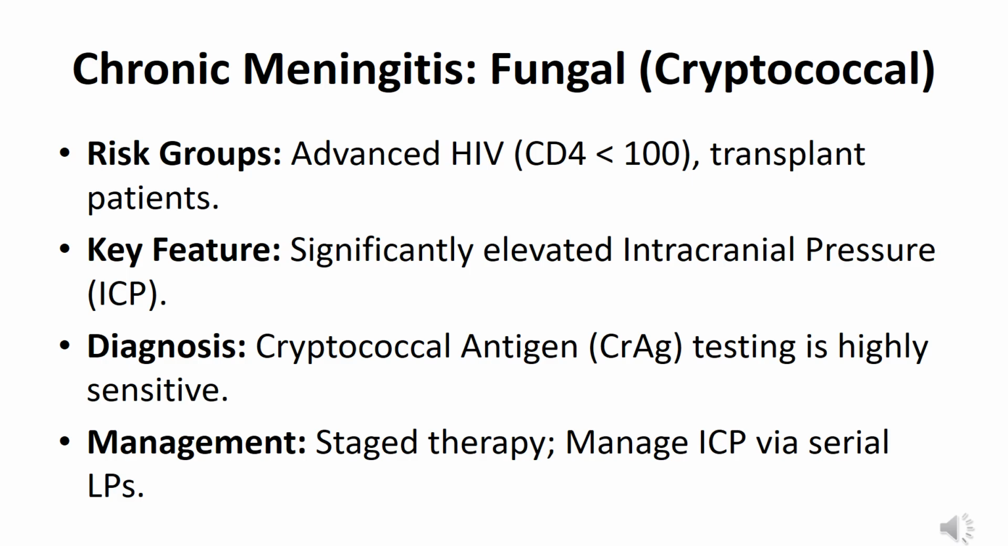The key takeaway is simple. Think about cryptococcal meningitis in immunocompromised patients with persistent headaches and progressive neurological symptoms. Recognize the danger of elevated intracranial pressure. Use cryptococcal antigen testing early. Treat in stages, and never underestimate the importance of serial lumbar punctures. In cryptococcal meningitis, controlling both the infection and the pressure can save lives and preserve neurological function.